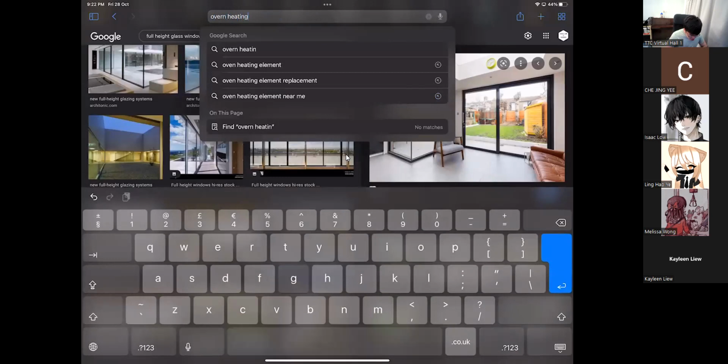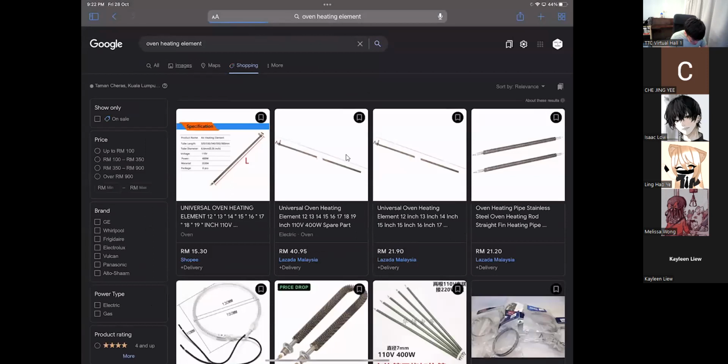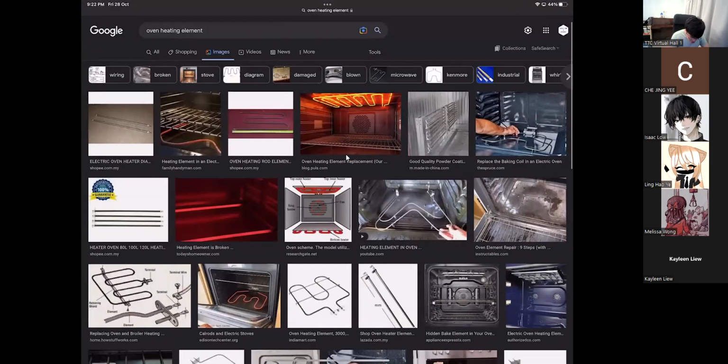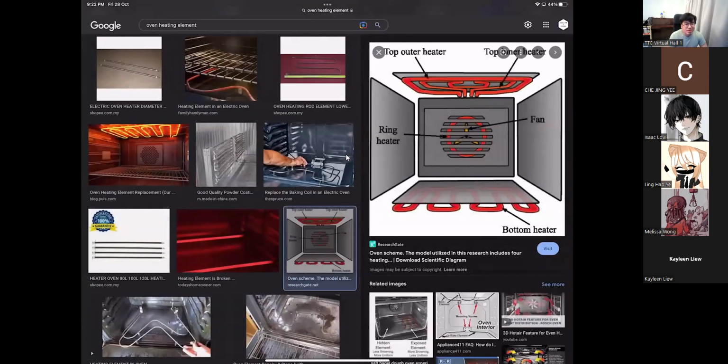Oven heating element. So if you look at your oven, if you look inside, can you see this thing? It's usually at the top and the bottom, right? And usually there's 4 settings. Any of you bake, or any of your mom does baking, so there's 4 settings. You can actually switch on the bottom heater, or the top heater, or both with the fan on. Do you know your oven can switch on the fan one? There's a fan inside one.